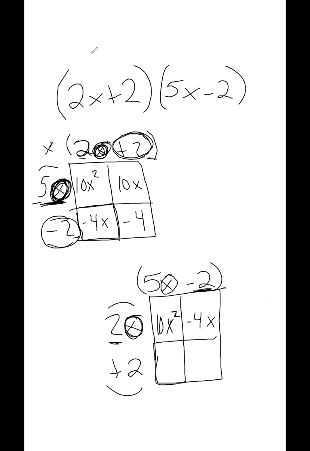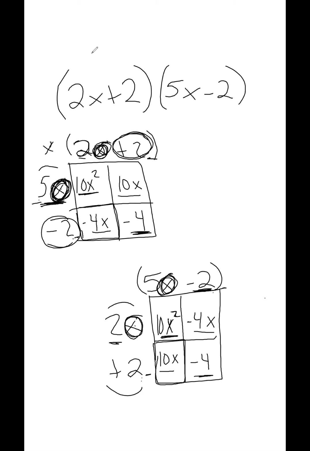Then I go down to my bottom square. 2 times 5 is 10. And then I don't have an x here, but I do right here. So that still has one x with it. 2 times negative 2 is negative 4. So if you look, you still have the 10x squared. And the 10x and the negative 4x, they're just flip-flopped, but they're still there. That's fine. And then we have the negative 4 in the other square.